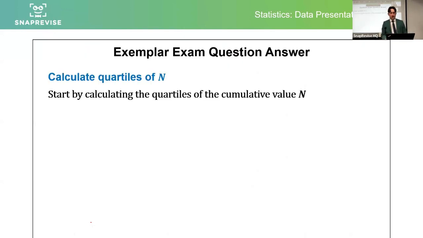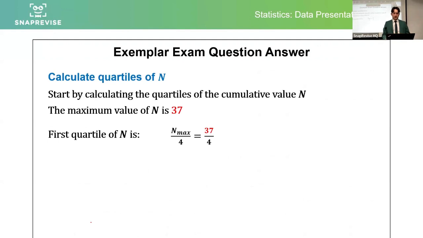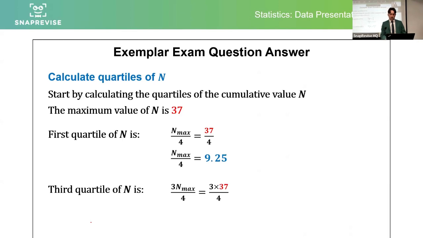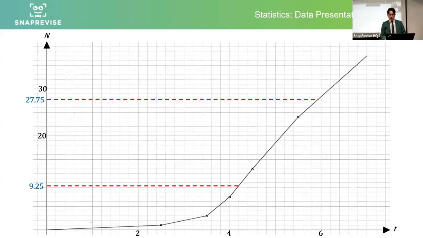So the quartiles of N, if there's 37 things, 37 over 4, so the 9.25th position, and 3/4 of 37, the 27.75th position. That's how we're chopping it. So if we draw those lines on and read them down, 4.2 and about 5.9 if we're going to 1 DP. Feel free to fill that in as well.